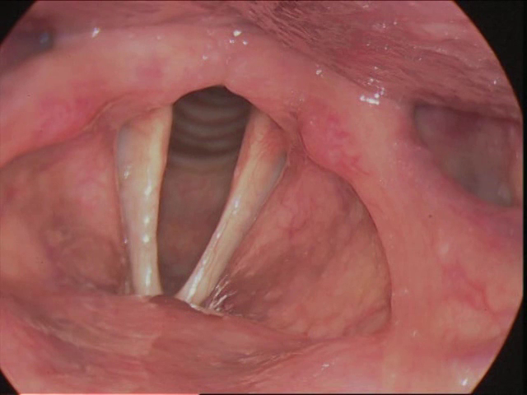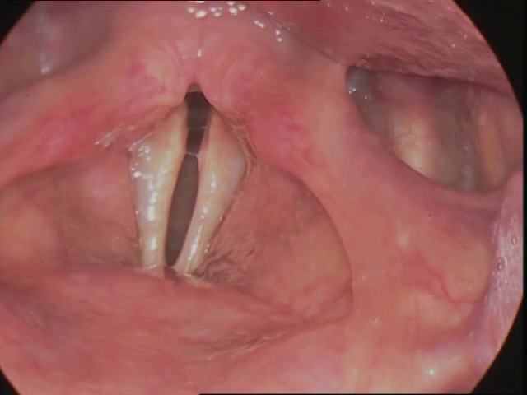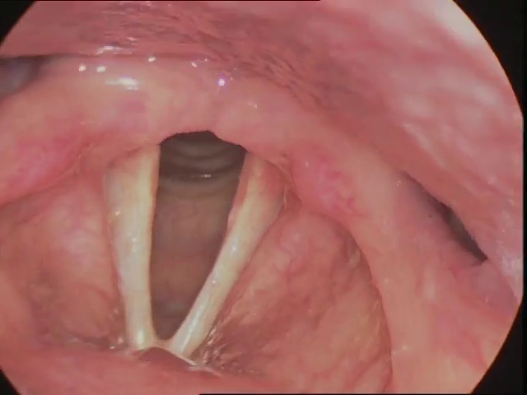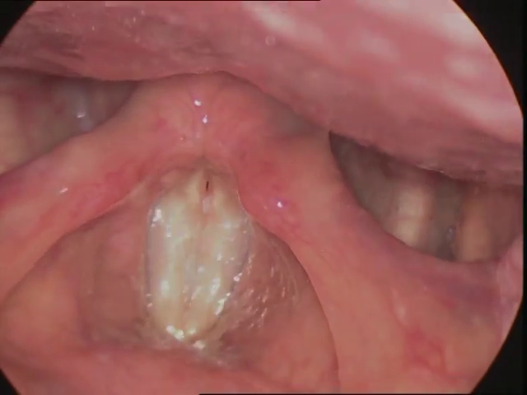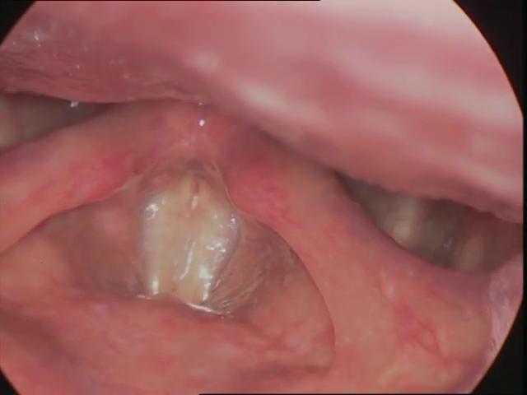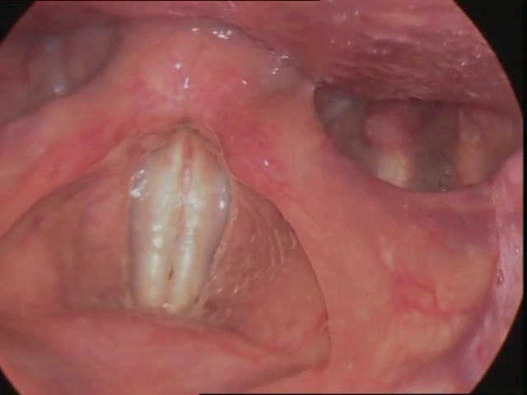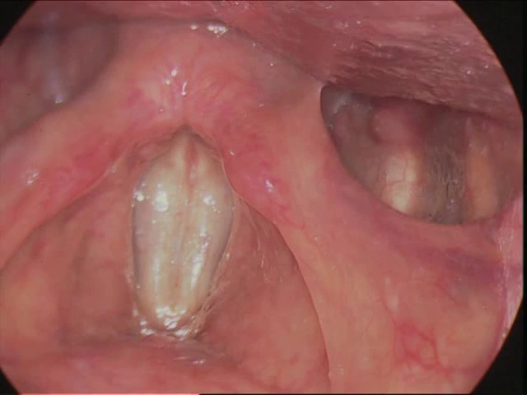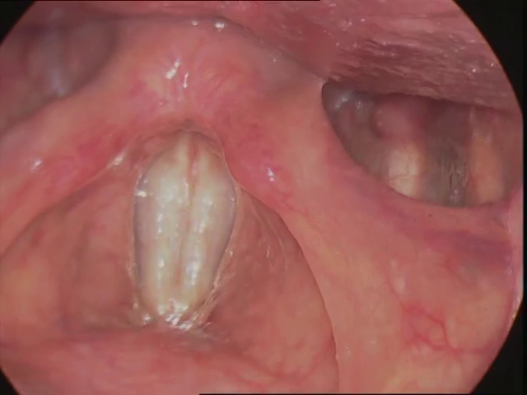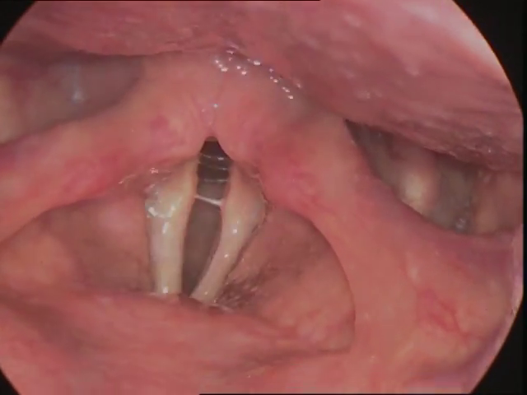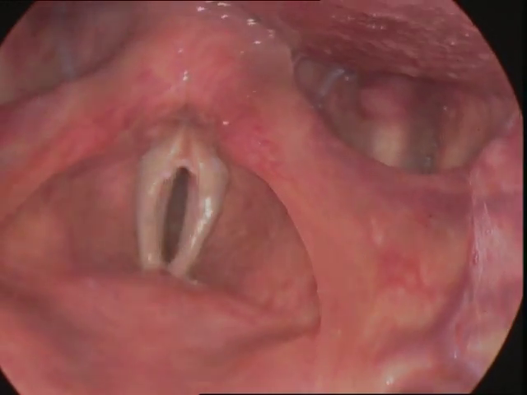To change the pitch of the voice, the vocal folds can be stretched to increase their tension. This makes them vibrate more rapidly, and the pitch of the voice increases. If the vocal folds are shortened, the tension is reduced, and they vibrate more slowly. This makes the pitch of the voice decrease.